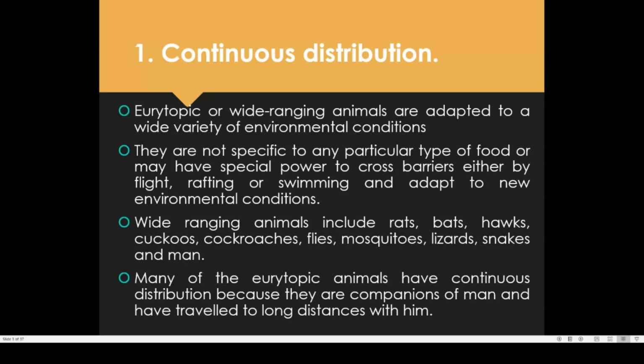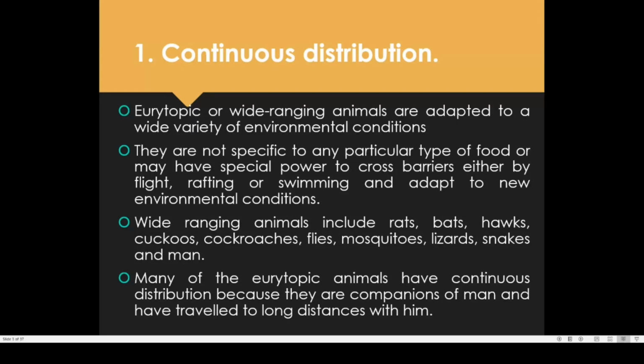Here you can see the examples of animals like a rat. You can see wherever you go, rats are there. Bats, rats are also present in most of the countries of the world. Hawks, then cuckoos, cockroaches. Wherever human beings have gone, cockroaches are there.